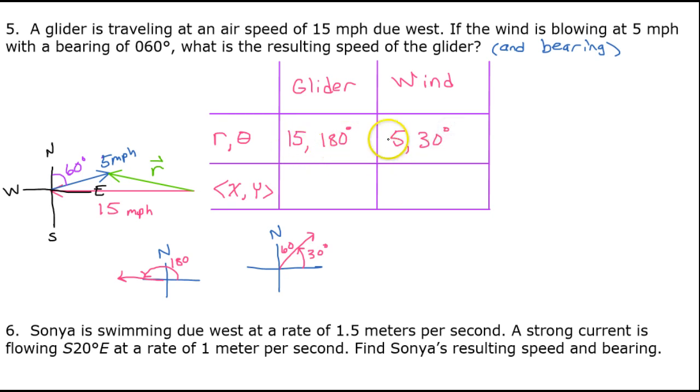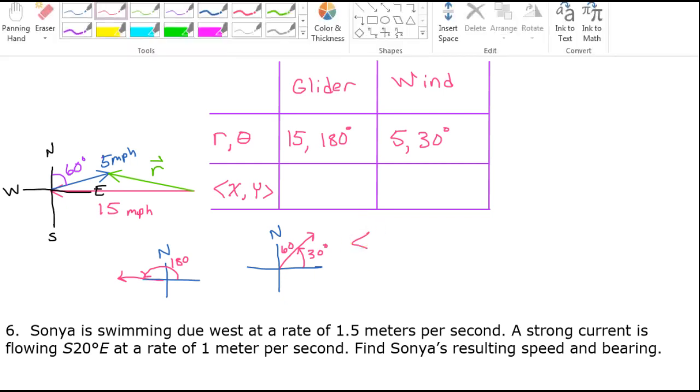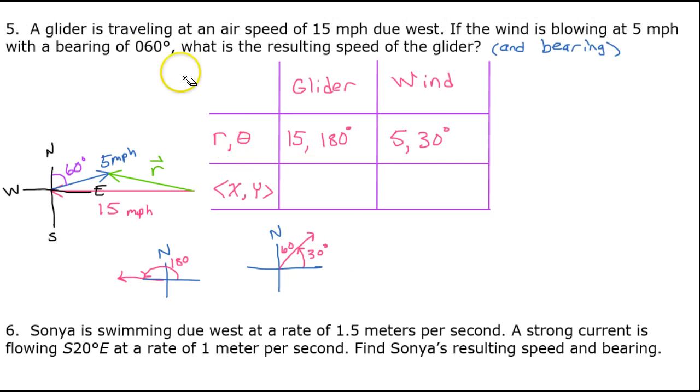Alright, so we have the magnitude and direction of each. Now we are going to turn these into component form using the following formula. If you have the magnitude and direction, so you see the r, theta that I wrote before, the component form is going to be r cosine theta, comma, and then r sine theta for the horizontal component and the vertical component.